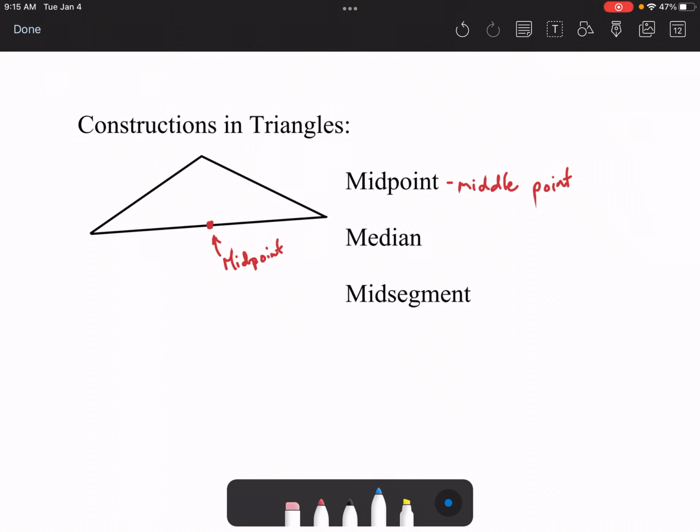Whereas a median is a line from a vertex to a midpoint. Oops, sorry. So this blue line that I'm drawing right here is called a median.